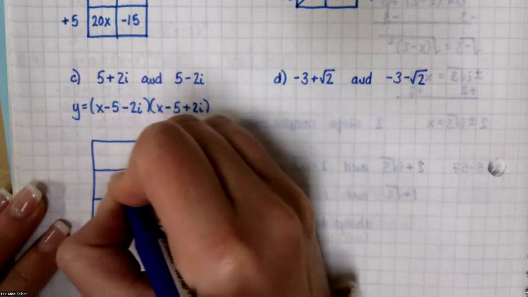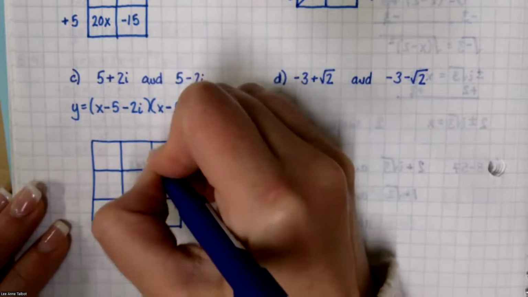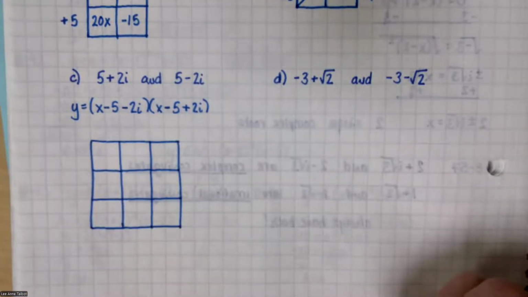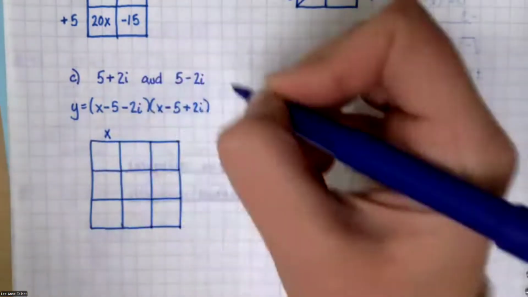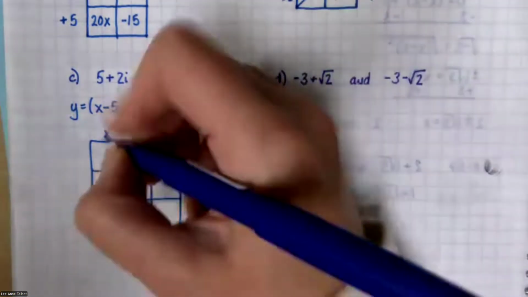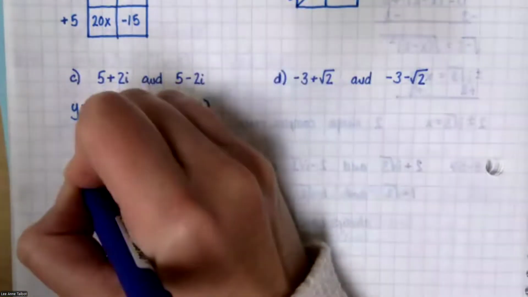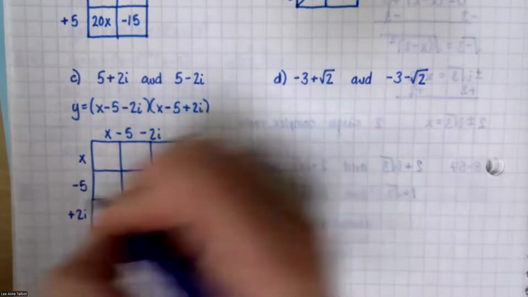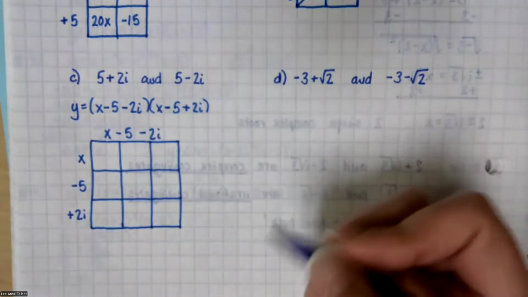The good news is that if you're a person who detects a pattern, you don't need to fill out the whole box. Some stuff will cancel because these are imaginary, I should say, complex conjugates. X minus 5 minus 2i, x minus 5 plus 2i. Okay, so let's figure out which boxes we need.